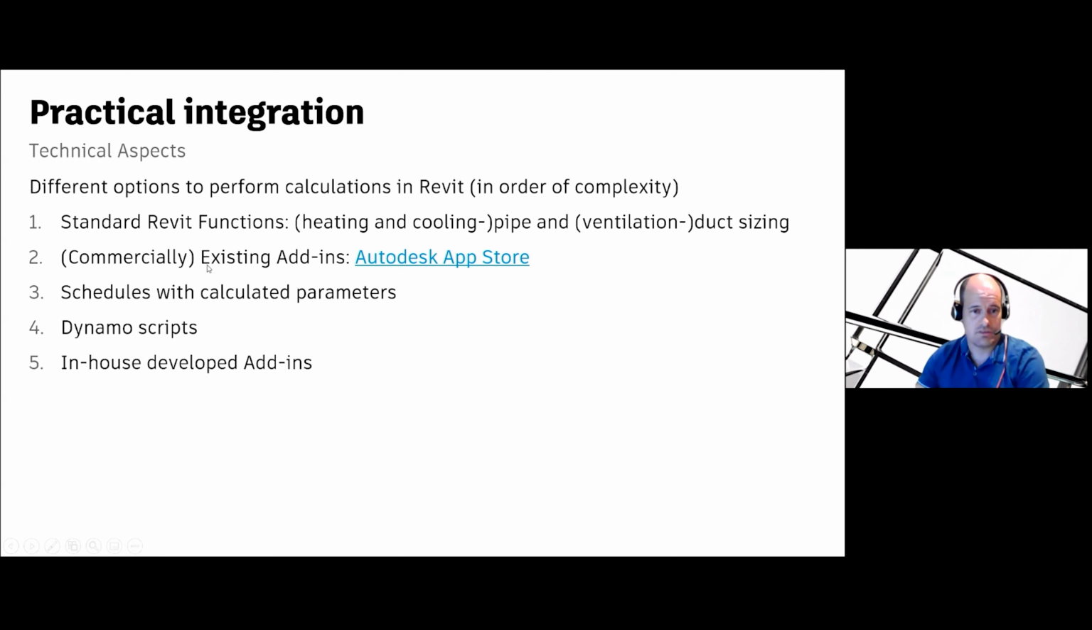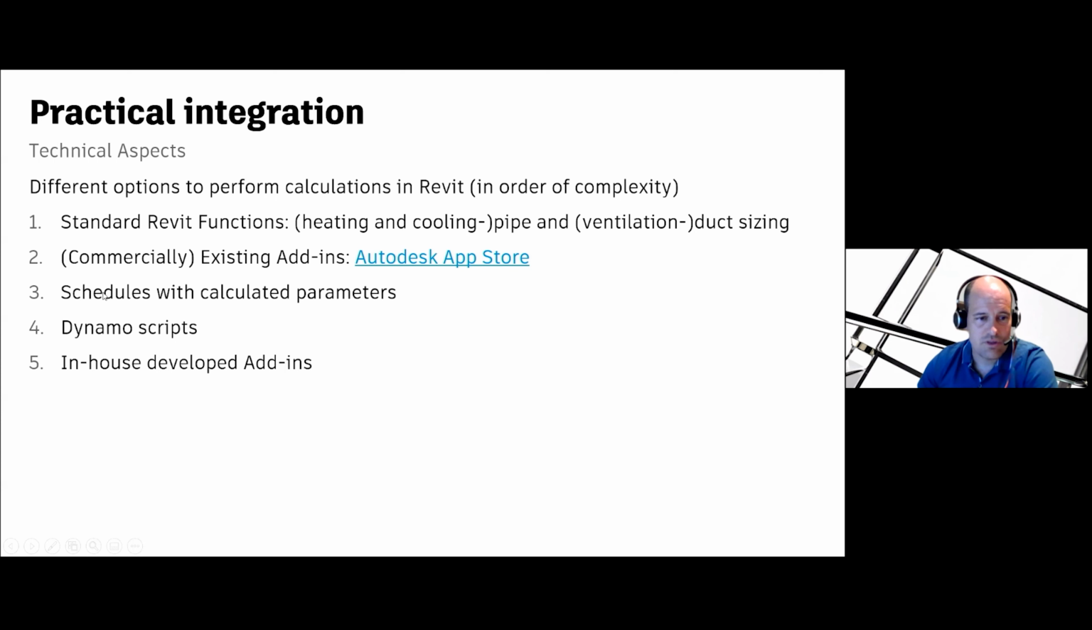Next in the list is existing or commercially available add-ins. Some add-ins are free, some are paying. Can go from very cheap to really expensive. Most of them you can find in the Autodesk App Store, but some of them are also only available through the websites of the suppliers.